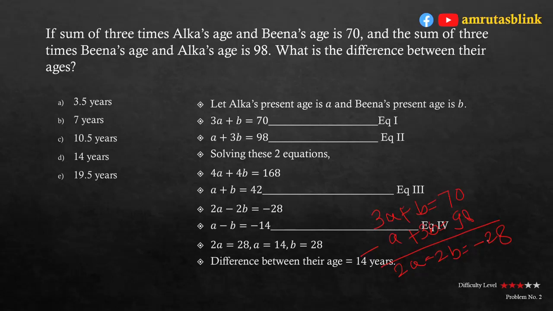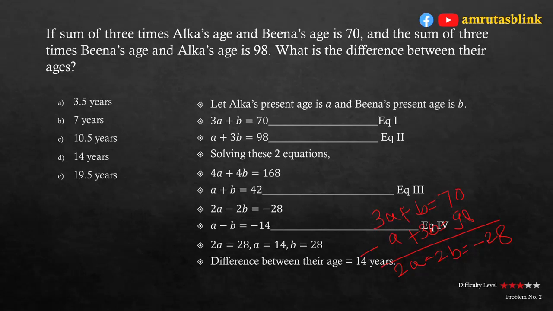So either way you can solve the complete equation, you can calculate the values of A and B and then get the difference, or you can simply stop your solution at equation number 4, that is A minus B is equal to minus 14. Now why is this difference minus 14?